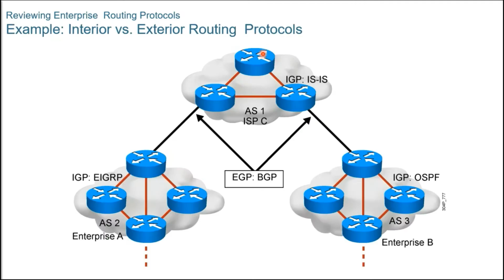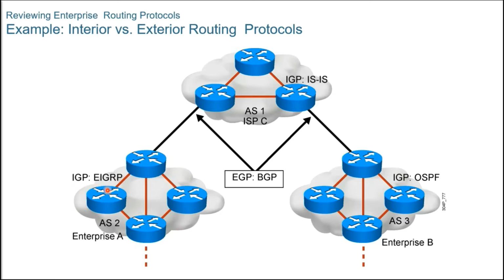Okay, now where do we apply interior and exterior routing protocols? As I mentioned earlier, interior gateway protocols, or IGPs, are the routing protocols implemented within the autonomous system. So if this is enterprise A, within this network we are using an interior gateway protocol.